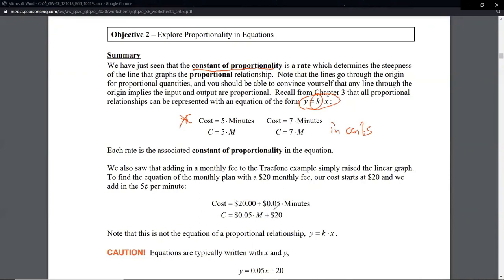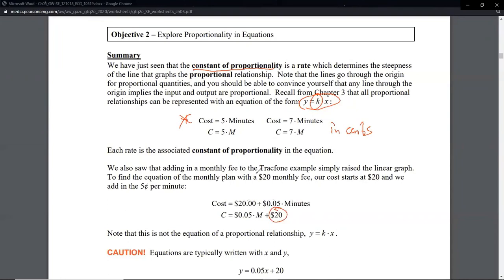So again, the fixed amount, this adding of a number, makes something no longer proportional. It still has some similarities, which we talked about being the slope, which we'll talk about in more detail in 5.2. But it doesn't go through the origin anymore. You can't just say as one doubles, the other doubles. It doesn't quite work the same.